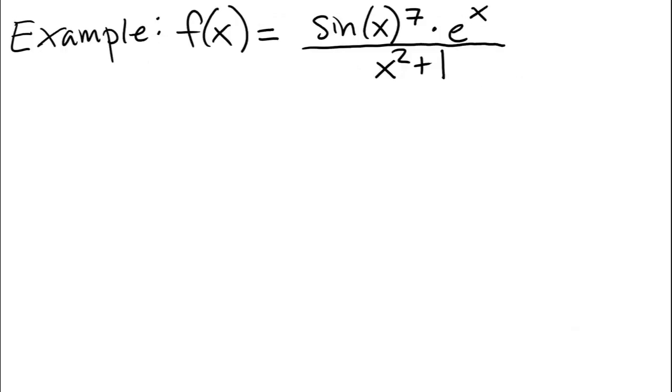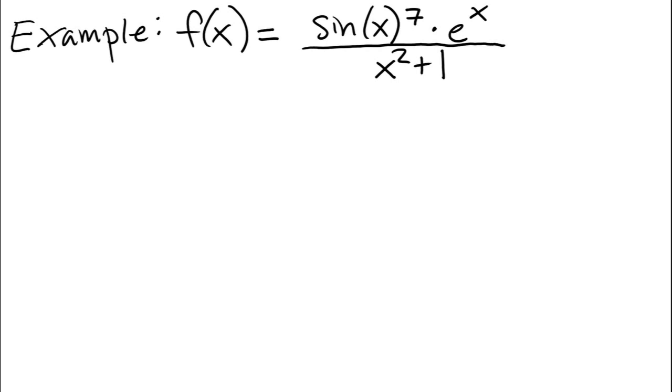Let's see this method in action on a really different kind of example. Here's a function. f(x) is sine x raised to the 7th, that 7 is outside the function sign, times e to the x, divided by x squared plus 1. Notice that this is something that you could differentiate using all the derivative rules we already have. You could see this as a quotient, and then when applying the quotient rule, you'd need to differentiate what's on top, which is a product. That means you'd need the product rule.